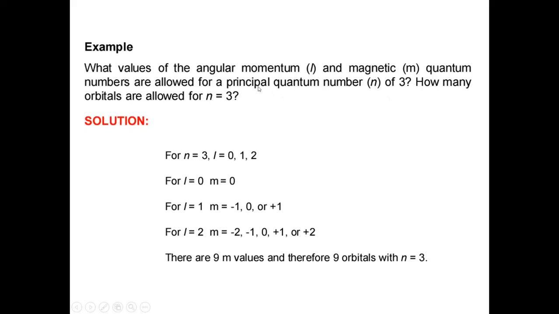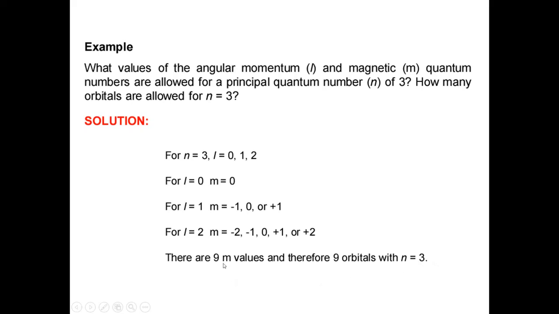So let's say sini dia kata principal quantum number N equal to 3. So how many orbital are allowed for N equal to 3? So you kena state kat sini for N equal to 3, the value for L is 0, 1 and 2. So for L equal to 0, nilai dia M equal to 0. For L equal to 1, nilai dia mesti M negative 1, 0 and positive 1. Kalau L equal to 2, dia akan jadi negative 2, negative 1, 0, plus 1 and plus 2. And last sekali, finally, there are 9 M values and therefore 9 orbitals with N equal to 3.